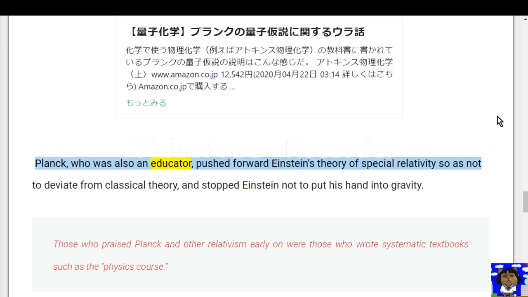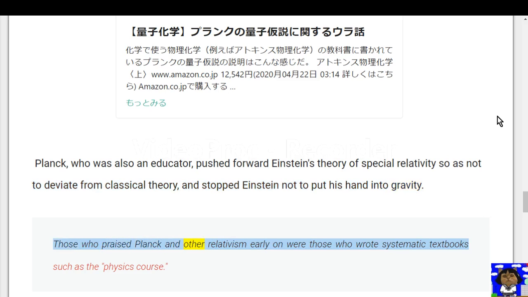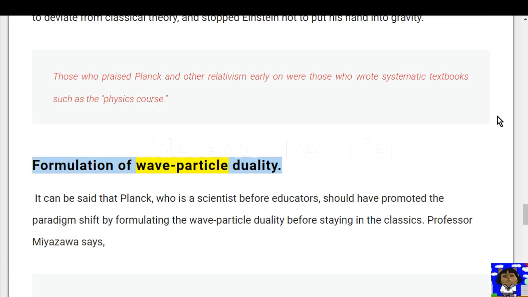Planck, who was also an educator, pushed forward Einstein's theory of special relativity so as not to deviate from classical theory, and stopped Einstein from putting his hand into gravity. Those who praised Planck and other relativists early on were those who wrote systematic textbooks such as the physics course. Formulation of wave-particle duality. It can be said that Planck, a scientist before an educator, should have promoted the paradigm shift by formulating the wave-particle duality before staying in the classics.